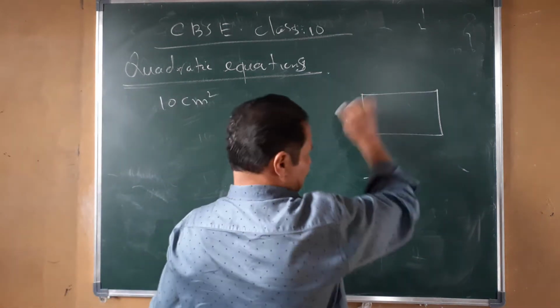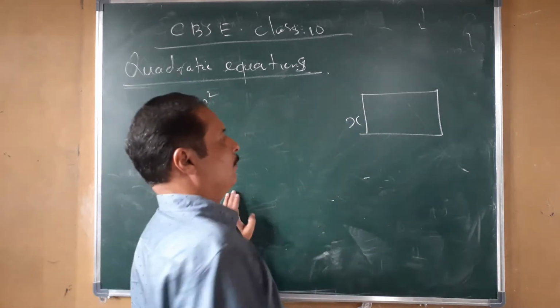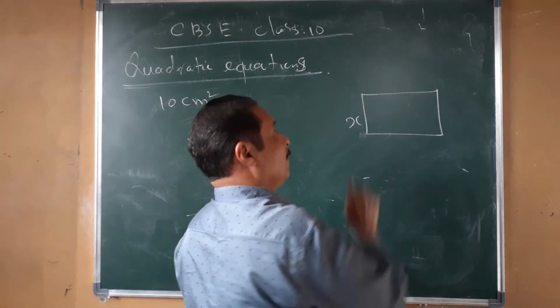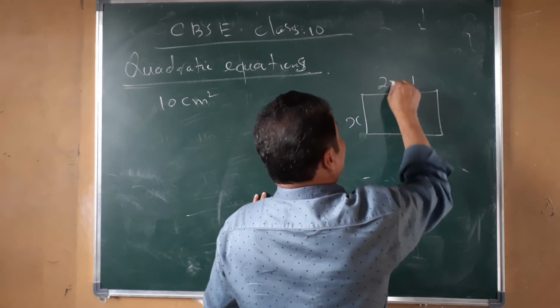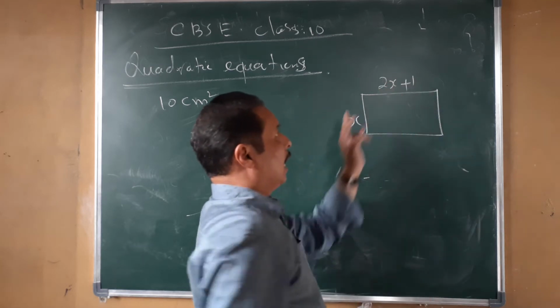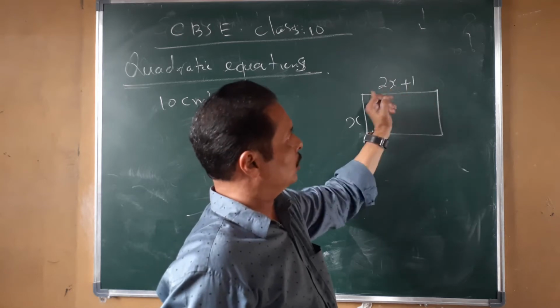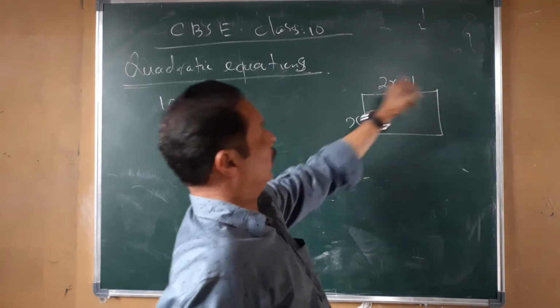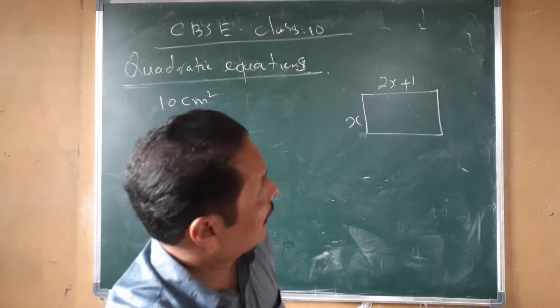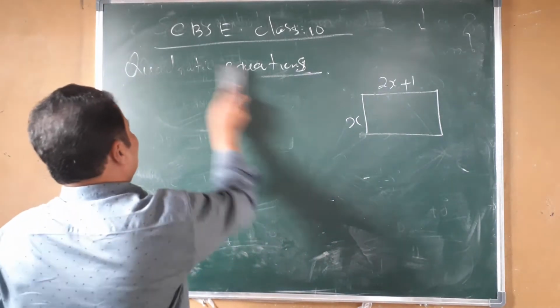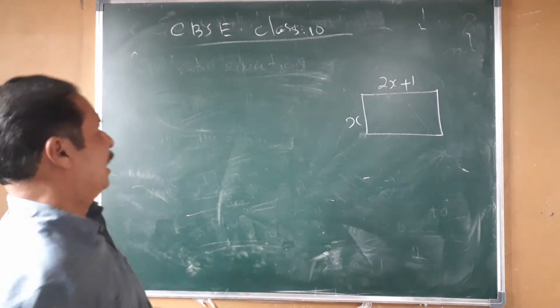So let us see the rectangle. You know what a rectangle is? The smaller side is the breadth, x. The length is 1 centimeter more than 2 times the breadth: 2x plus 1. Now that's the figure. And you know what the area is? Area equals length into breadth.